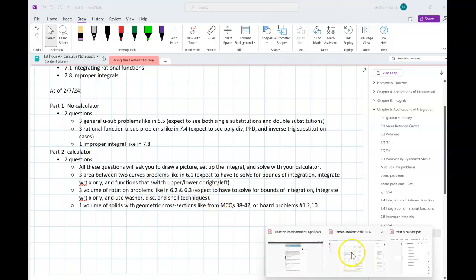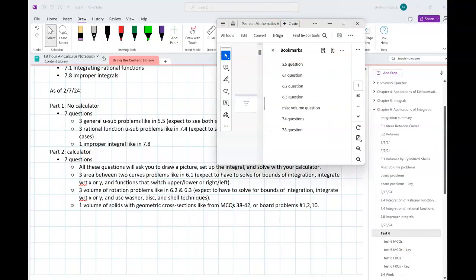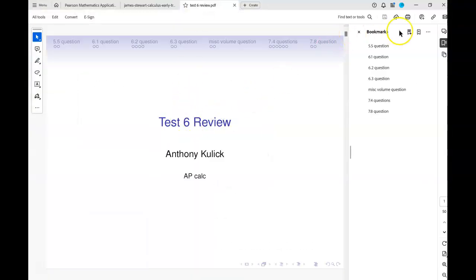Okay. Do you want to see my cool PowerPoint that I made? Yes. It's not really a PowerPoint. It's a PDF or whatever that I made.